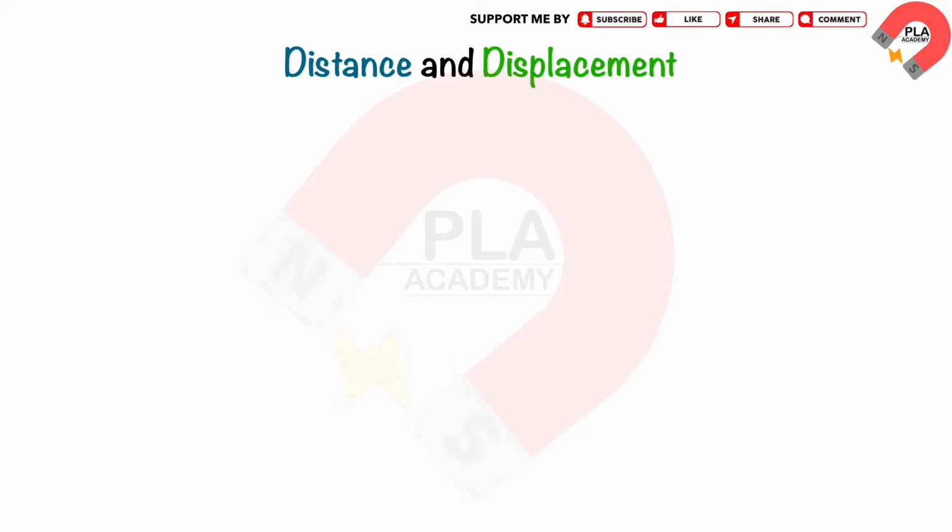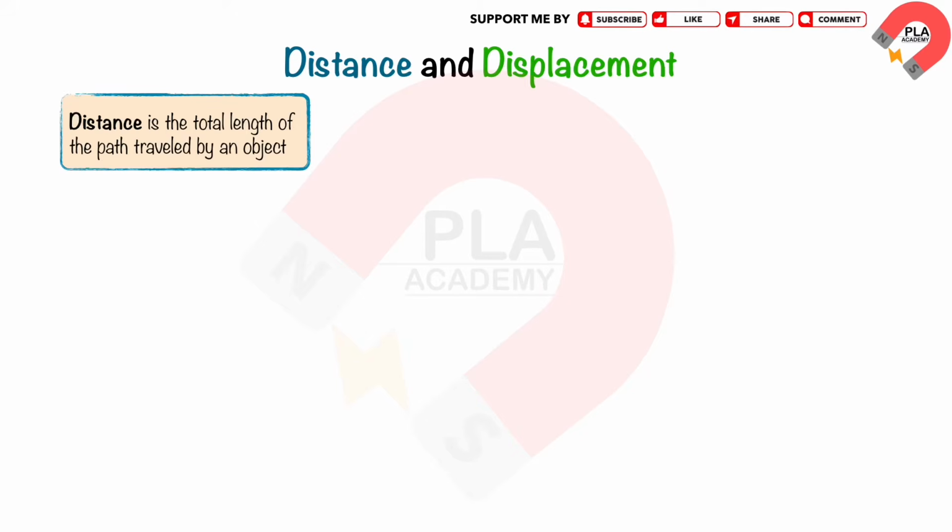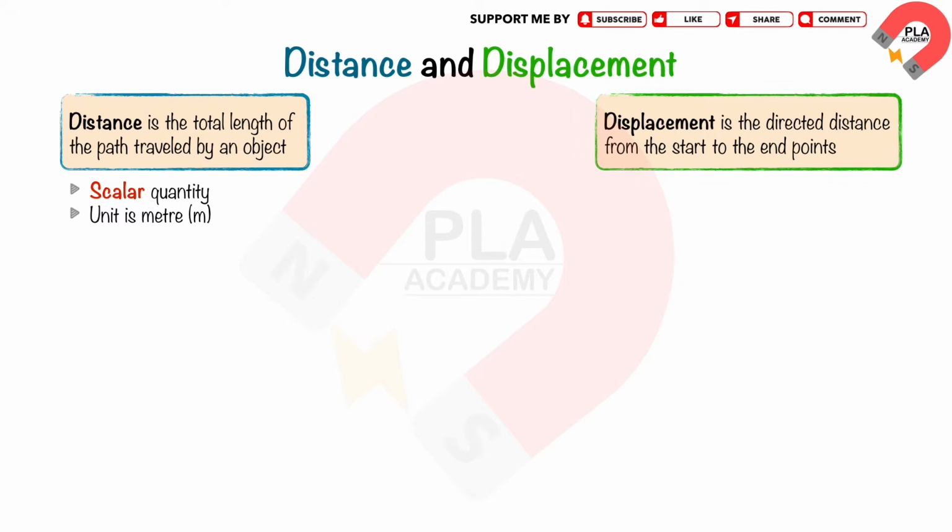Distance and displacement. Distance is the total length of the path traveled by an object. Distance is a scalar quantity, and its unit is the meter. Displacement is the directed distance from the start to the end points. Displacement is a vector quantity, and its unit is the meter.